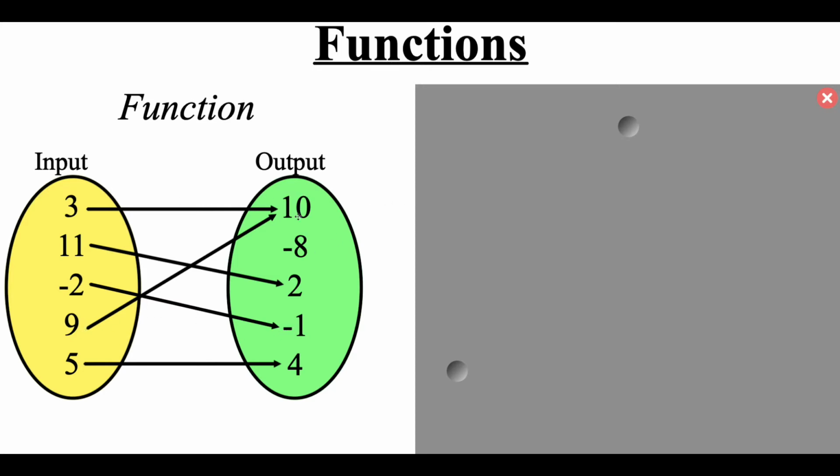Now, it's okay to repeat output values, but what we can't have is an input value being matched up with two different output values. And then down on the bottom, we have 5 matched up with 4.